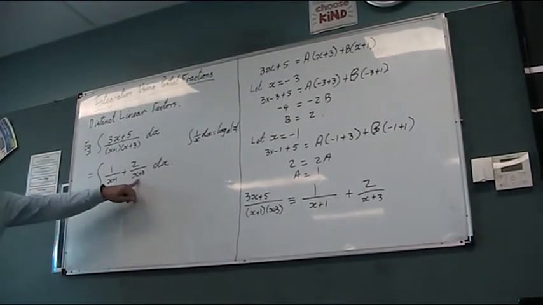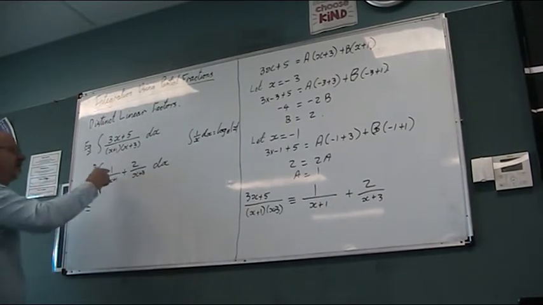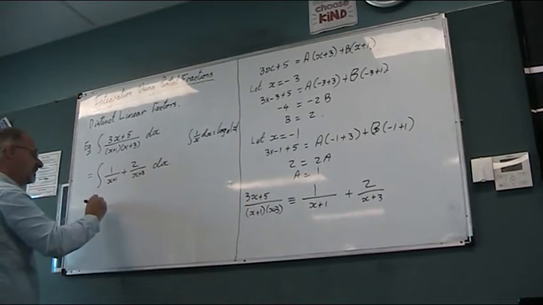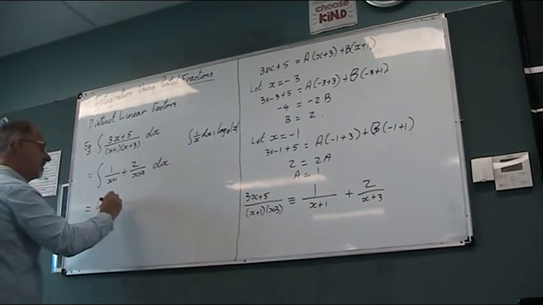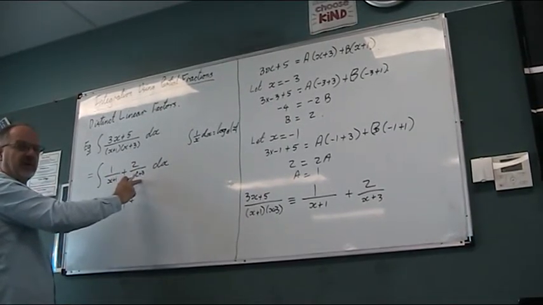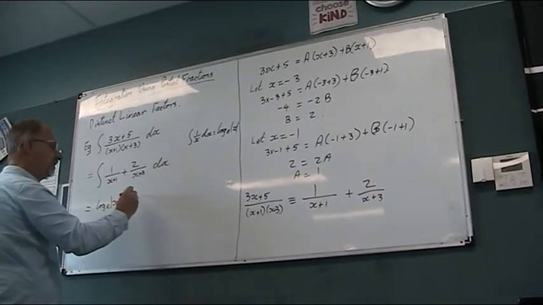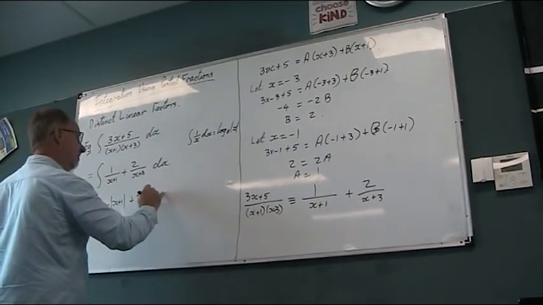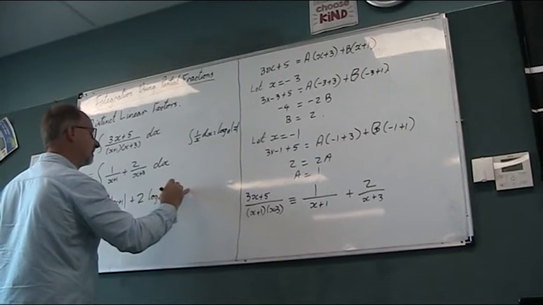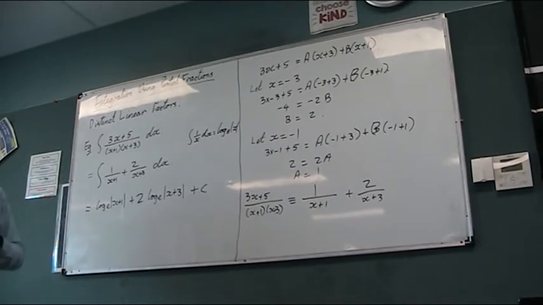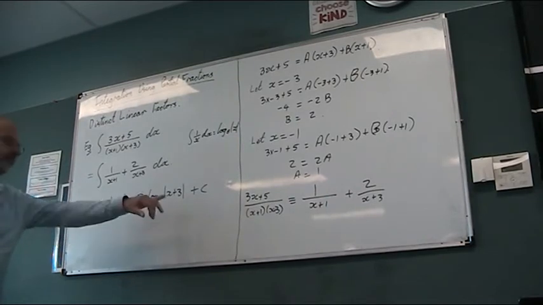So we've got two separate bits. When I anti-differentiate 1 on x plus 1, it will be log to the base e of x plus 1. And when I anti-differentiate 2 over x plus 3, the 2 would be there, and then log to the base e of x plus 3 plus some constant. Alright, and then we can fiddle around with some log laws here.